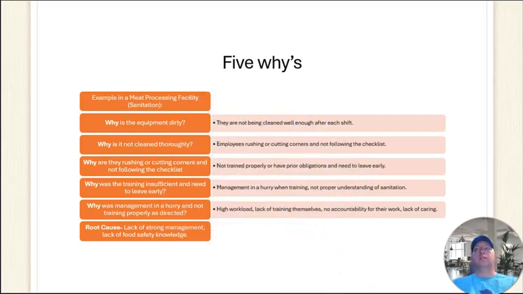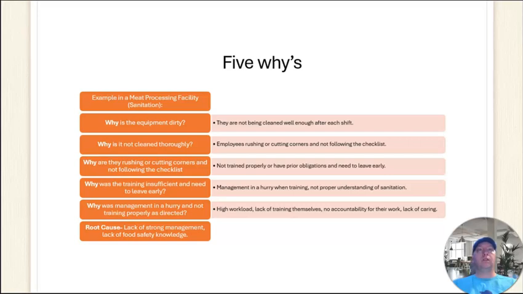When you want to improve a process within your system or simply try to find the root cause of something, you ask why, not just once or twice. You would continue to ask it maybe 5 times, 6, 7, 8 times, but ultimately this is 5 whys. In using this, you can get to the root cause of a problem at hand. The example I have in a meat processing facility for sanitation is, why is the equipment dirty?